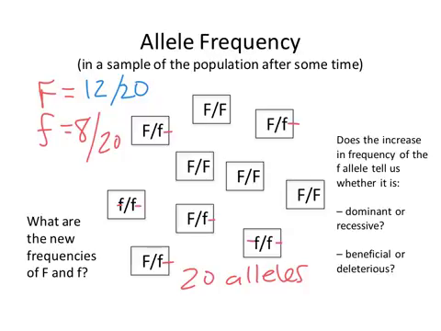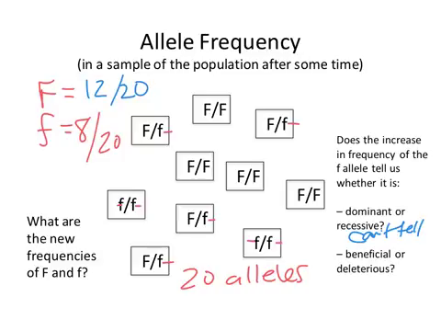Does that mean that little f is dominant or recessive? If you see an allele frequency change over time, does that tell us anything about dominance? No. It turns out no. Can't tell. So changing allele frequencies doesn't say anything about whether or not a mutation causes an effect when it's heterozygous or homozygous.